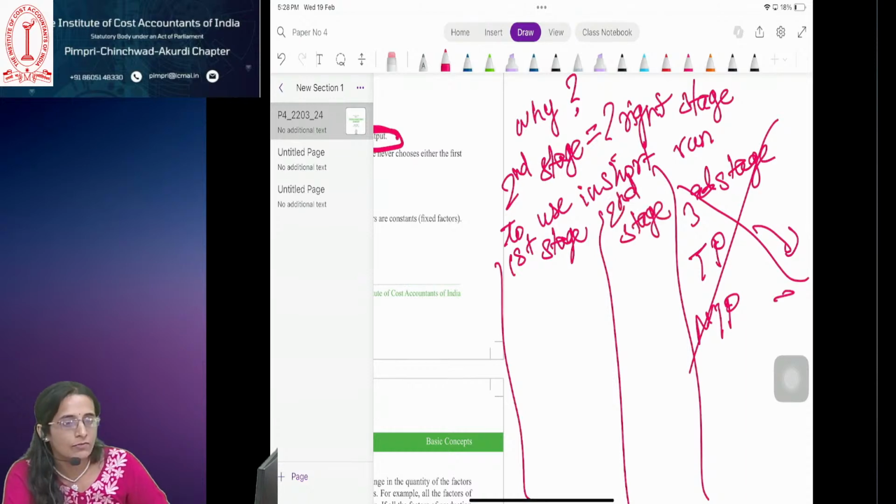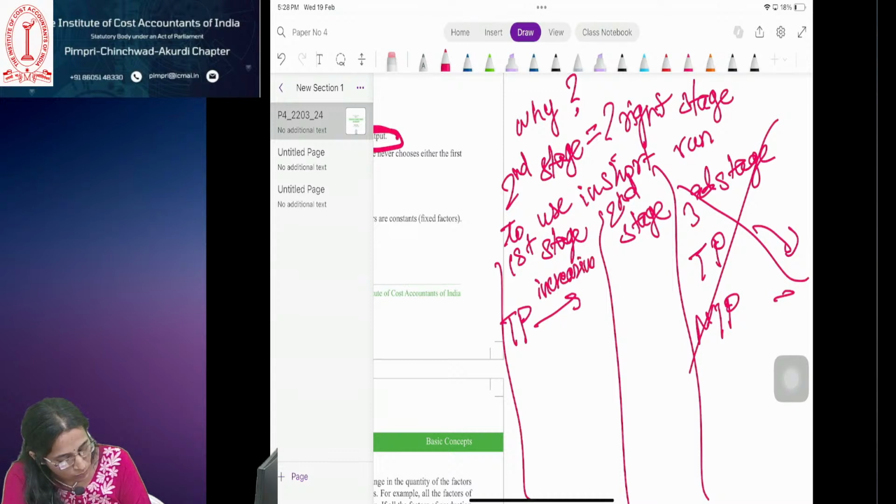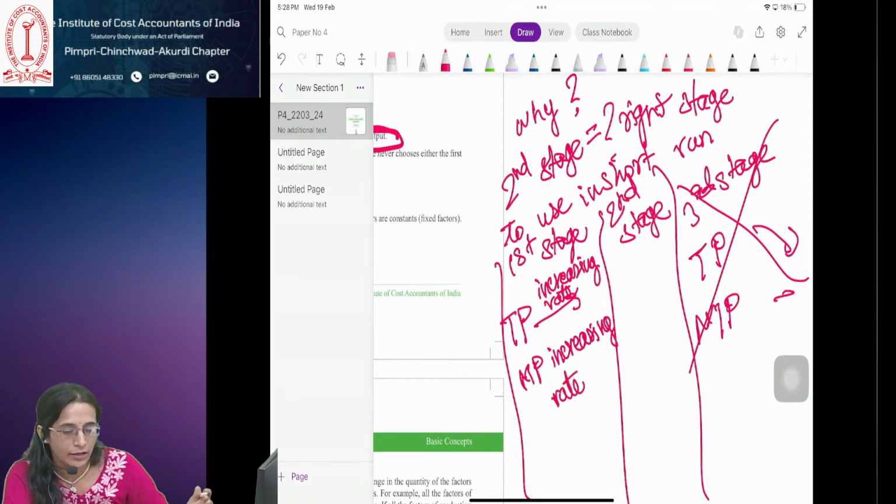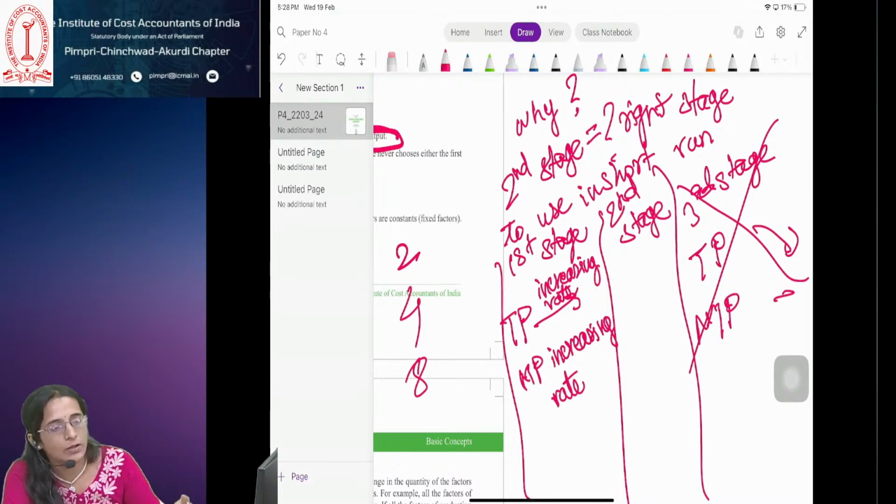So what is happening in the first stage? Total product is increasing at an increasing rate. Marginal product is also increasing at an increasing rate. Increasing rate means the rate is high. If the total product at the start was 2, now it became 4, now it is becoming 8. The increasing rate is high. The next one is taking a longer gap from the preceding one.